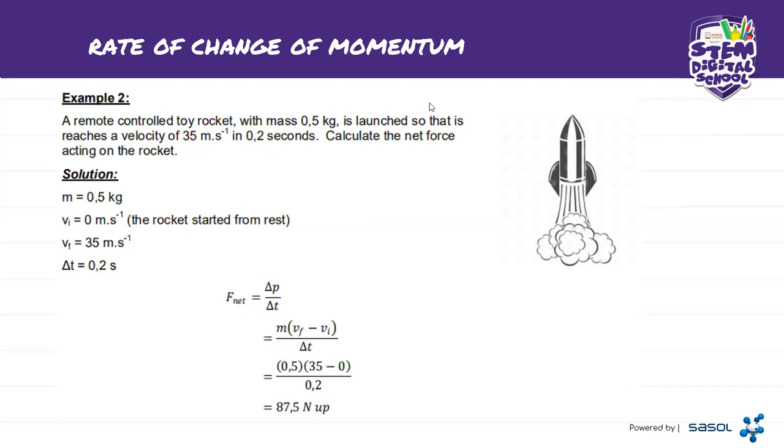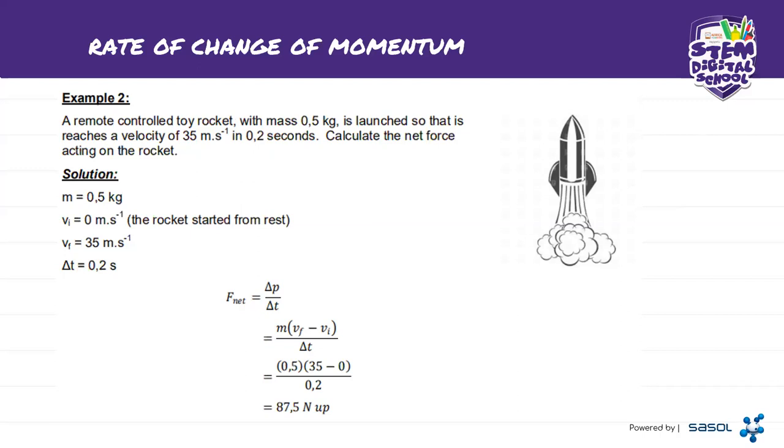So they say it's done so that it reaches a velocity of 35. So here in this case, our initial velocity is going to be 0. Why is our initial velocity 0? It's 0 because in the beginning when it starts, it's standing still. But then it rockets up to 35 meters per second. Okay? So our change in time is going to be 0.2 seconds, and our mass is the one that is given here. So it says here, calculate the net force acting on the rocket.